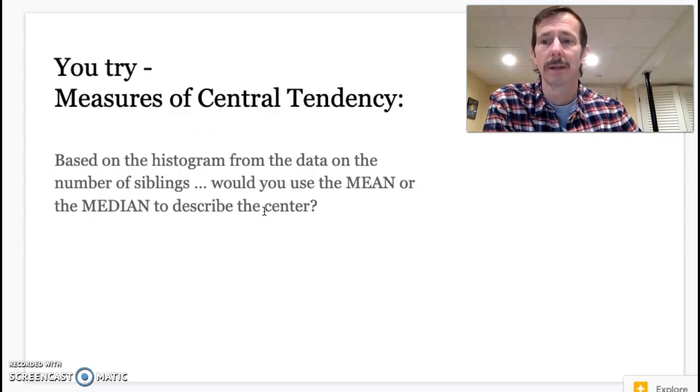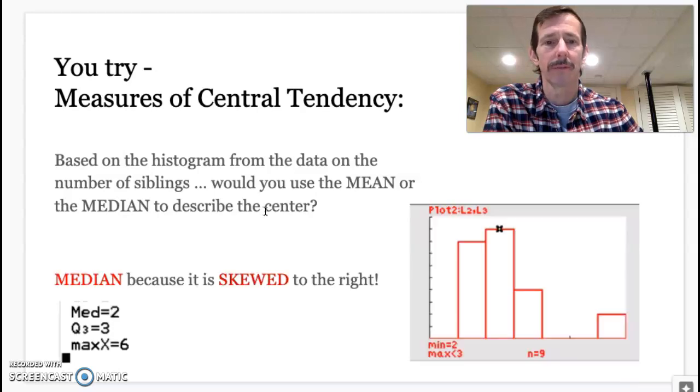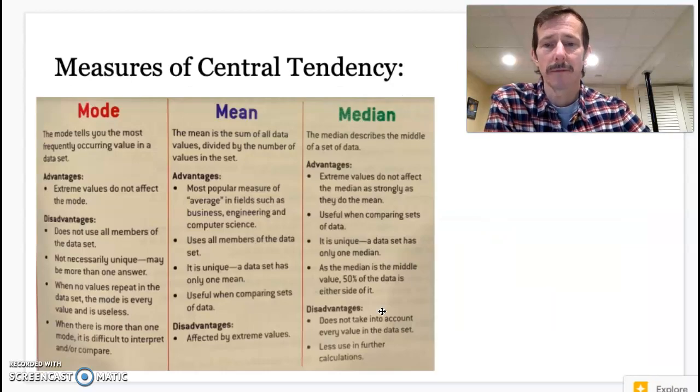Symmetrical, use the mean. And so for our histogram on the number of siblings, you might have to think back. Would you use the mean or the median? And think about that for literally a second. Oh, there's our graph. See how it's skewed to the right? Therefore, I would use the median to represent the middle. Alrighty, and this is the end of this video.